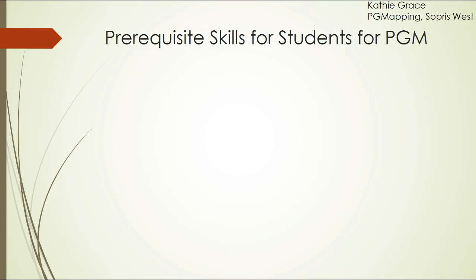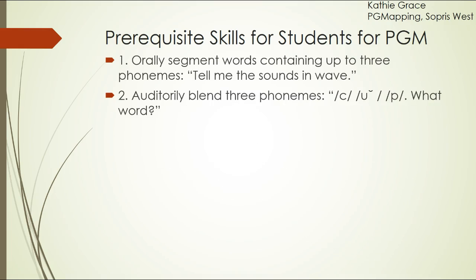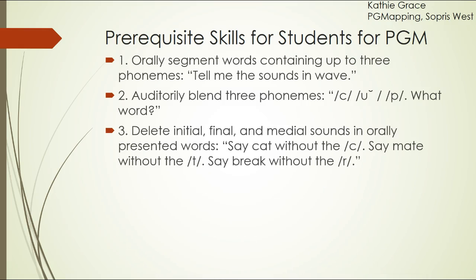Well, when we look at phoneme-grapheme mapping, additionally, we need to think about what skills students need to have in order to do this. First, they should be able to orally segment words containing up to 3 phonemes. So you could say, tell me the sounds in wave. They need to be able to auditorily blend 3 phonemes, such as k, u, p, to get the word cup. They need to be able to delete initial, final, and medial sounds in orally presented words. So if I say cat without the k, say mate without the t, say break without the r.